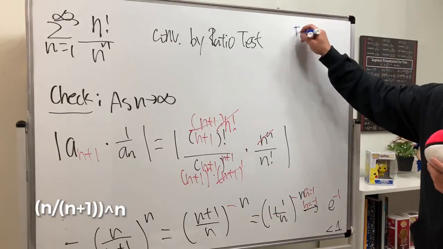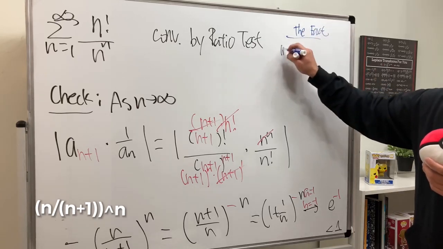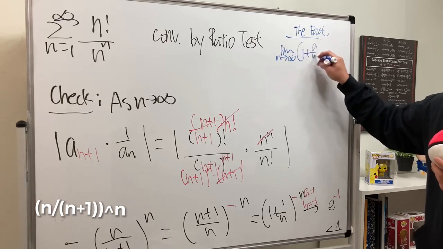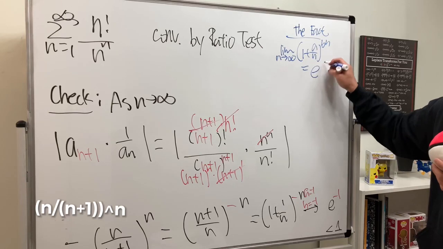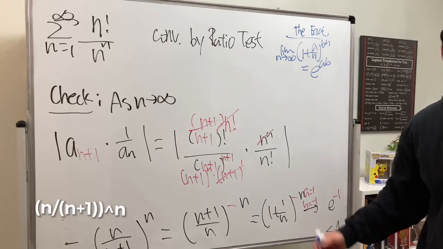This is called the fact, which is saying if you have the limit as n goes to infinity of 1 plus a over n raised to the bn power, this right here will give you e to the ab power, and that's exactly what I did right here. All right, so that's it.